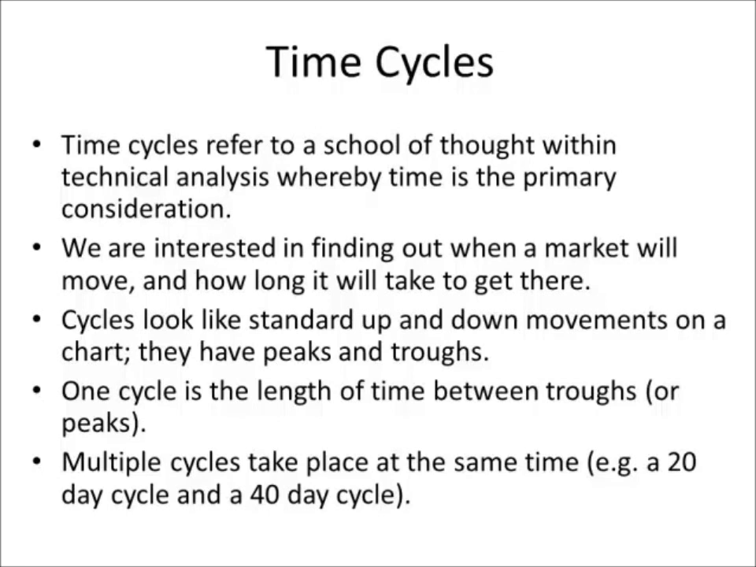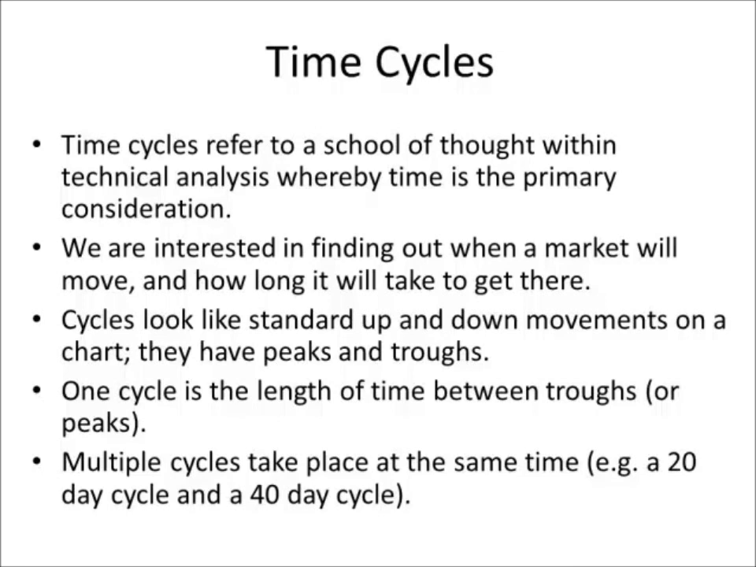Essentially, time cycles constructs different cycles that take place for the trades. So a cycle looks like a wave, right? It's a standard up and down movement on a chart which peaks and troughs. Okay? And one cycle is a length between two troughs or two peaks. Generally we use troughs, so the cycle is a length between two troughs. And a cycle will have a height as well, so how far up and down it goes. And it looks like a wave, like a sort of continuous up and down movement. That's a wave. And we can have multiple cycles taking place at the same time.